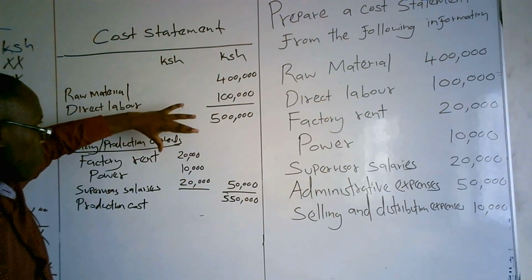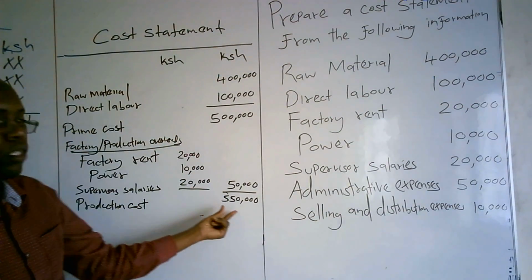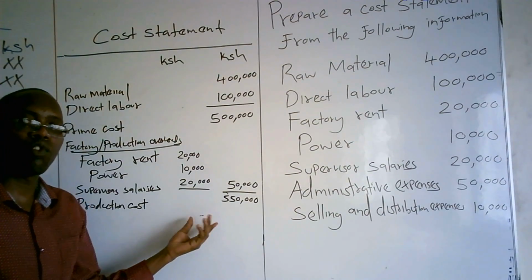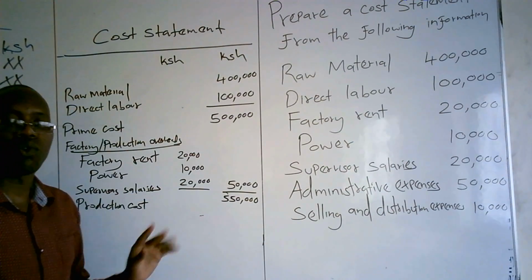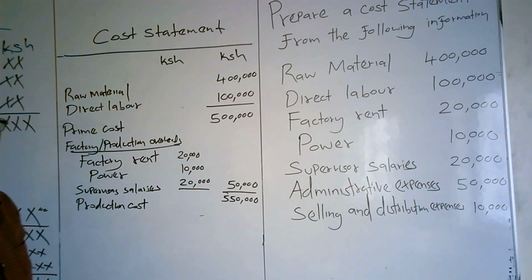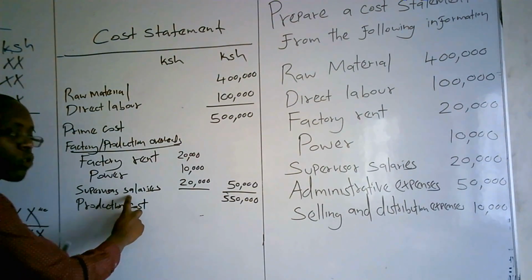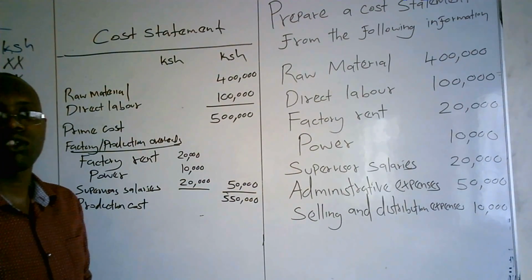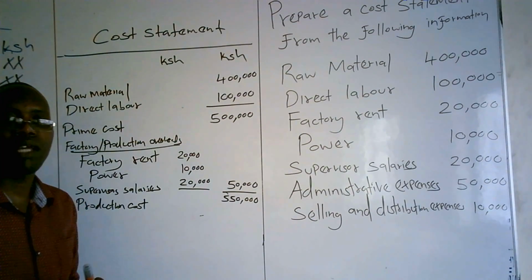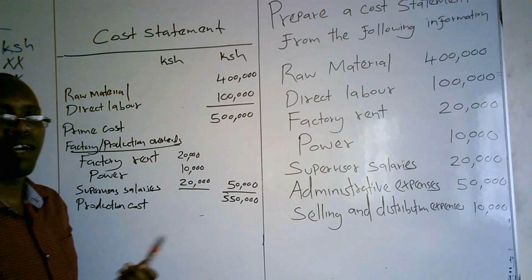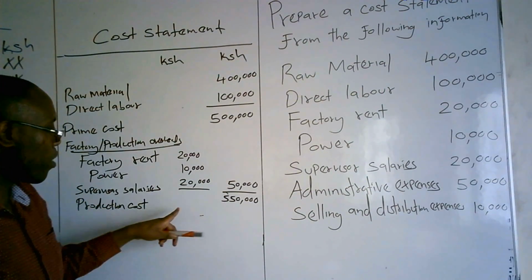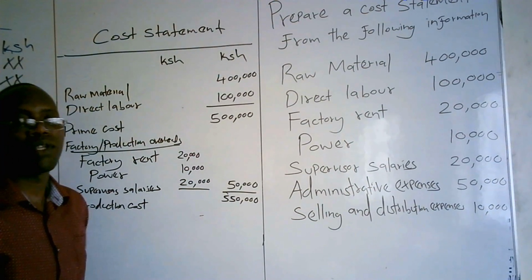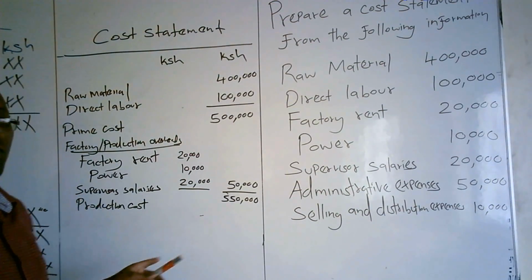You are going to prepare it up to this point, whereby you are going to have the cost of goods manufactured, which is the same as the production cost. The cost of goods manufactured is the same as production cost. It's also the same as factory cost. So if they ask you to prepare the factory cost statement, then you are going to prepare it up to this particular point. So you should be able to know that.